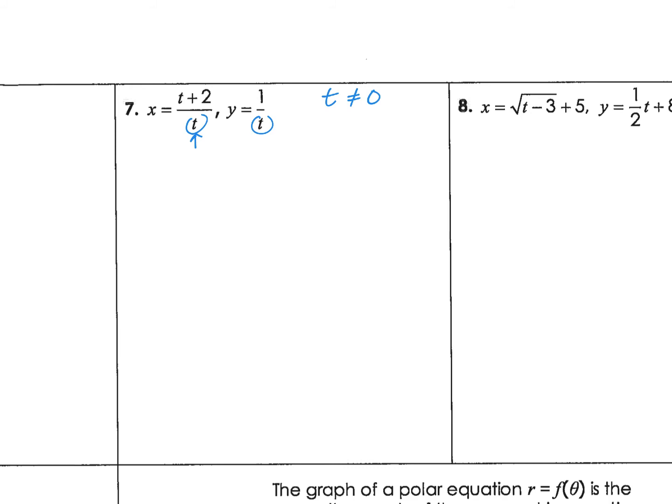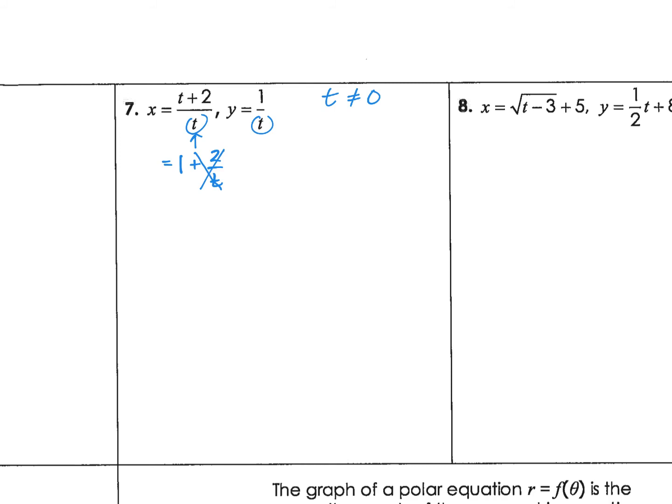Now we could rewrite this if we wanted to see what it would be. t divided by t is what? 1 plus 2 over t. I want you to think about this. What's the limit of this thing as t approaches 0? What happens to this chunk as t approaches 0? It goes away, doesn't it?